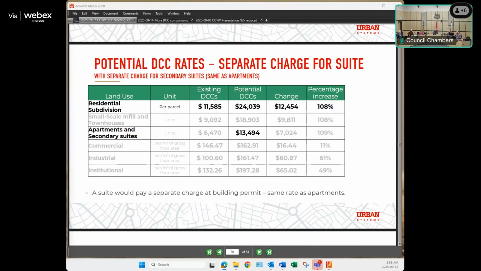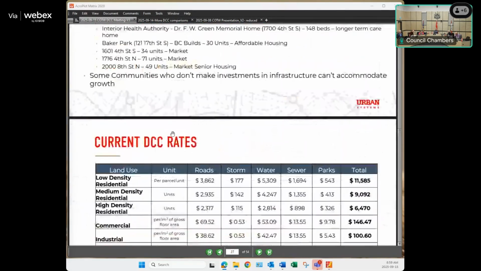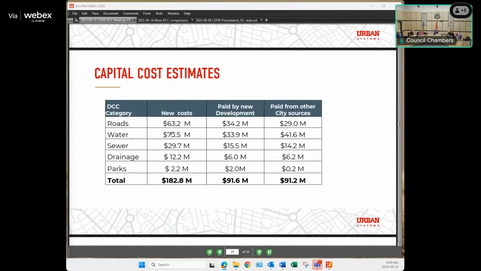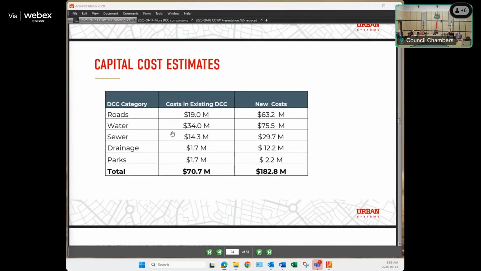When we look at the slides regarding the capital cost estimates, I think that's the key data that we're discussing here today, that the existing DCC costs are at 70.7 million, whereas the new costs, the data is indicating, are at 182.8 million. So that's the challenge that we're faced with. So how do we meet that challenge?